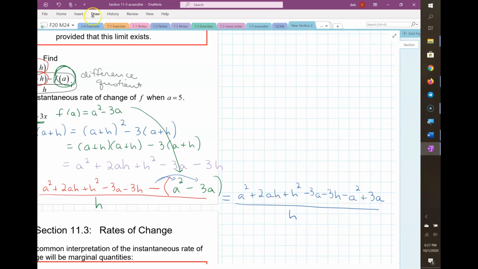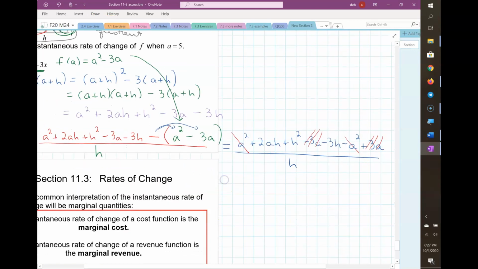And then look for everything that cancels. So I see an a squared and a minus a squared. I see a negative 3a and a 3a. Everything that's left at this moment needs to have a factor of an h in it. If it doesn't, something went wrong and you need to back up. So now factor out that h from each term in the numerator so that the h's will cancel.